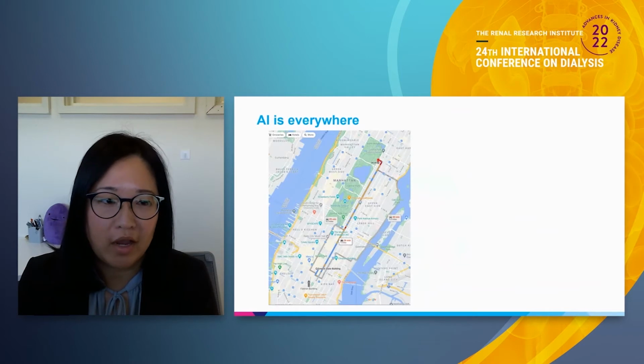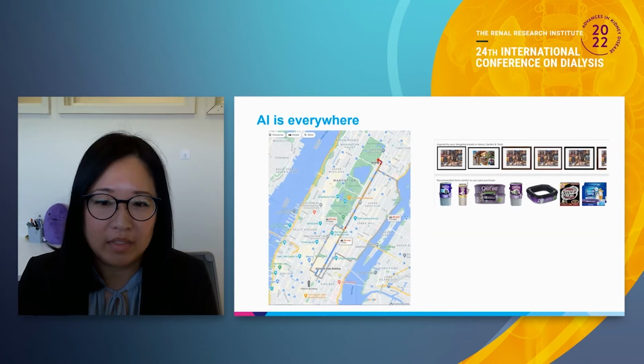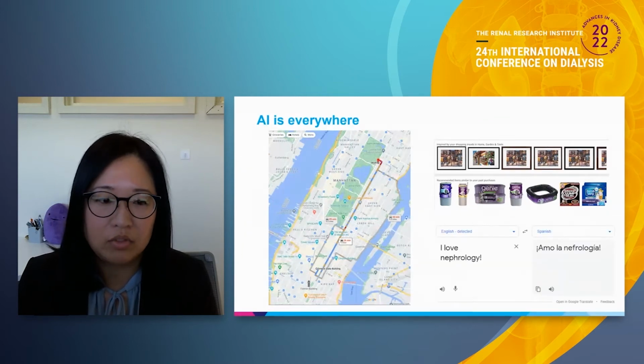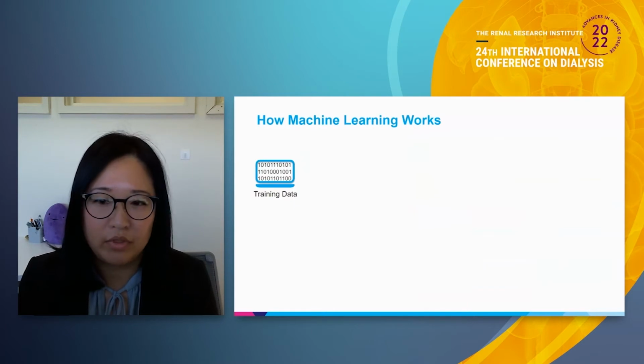So AI really is everywhere. Here is an example of using Google Maps, which uses data from users to estimate the travel time between point A and point B. Another example is Amazon, which uses your data from your past purchases and your browsing history to suggest other items for us to buy. And lastly, Google Translate, which uses artificial intelligence and natural language processing to translate from one language to another, here English to Spanish. So how does this really work?